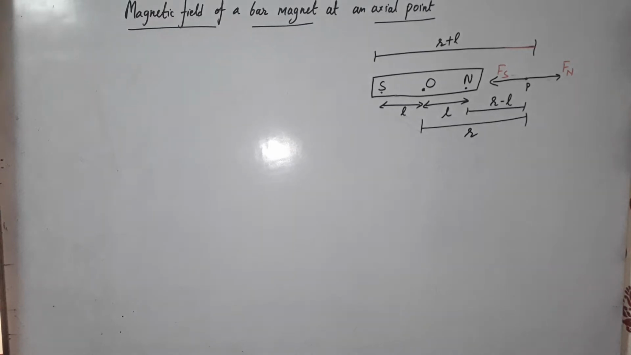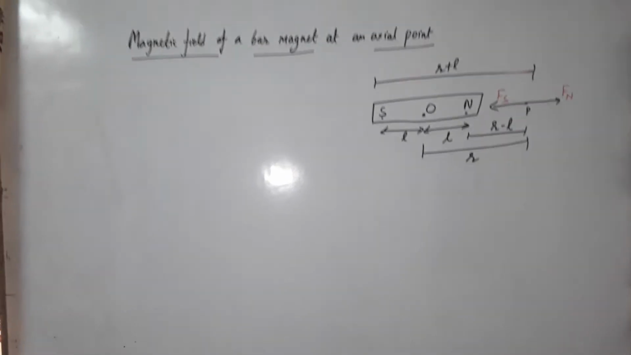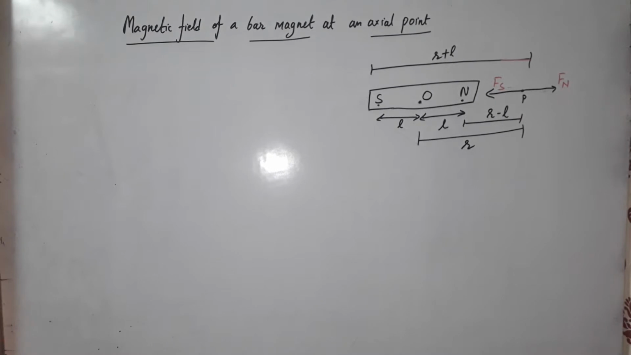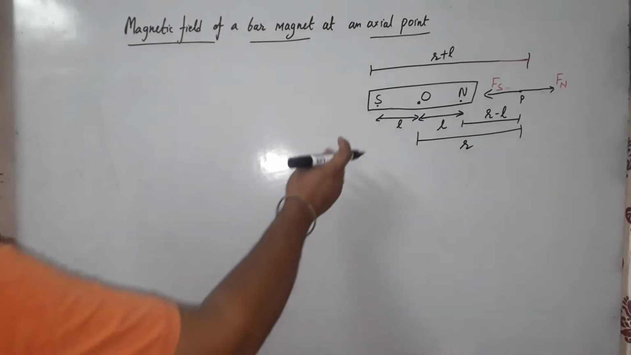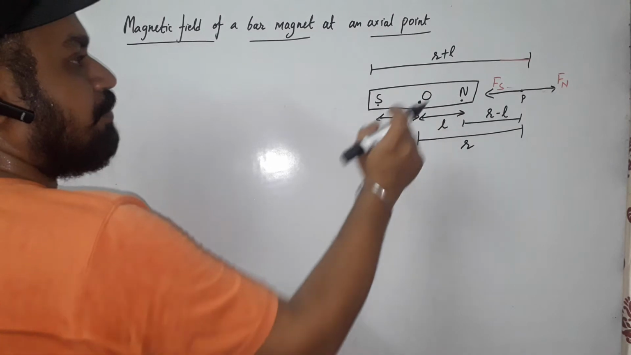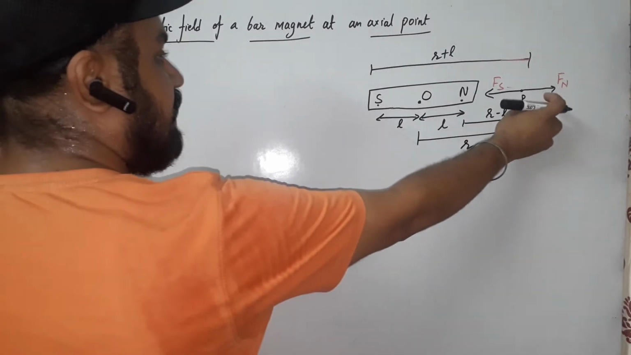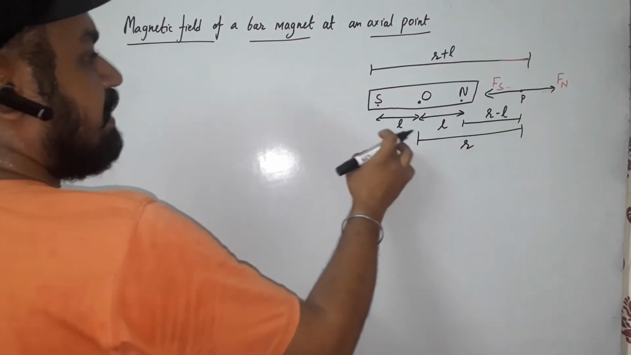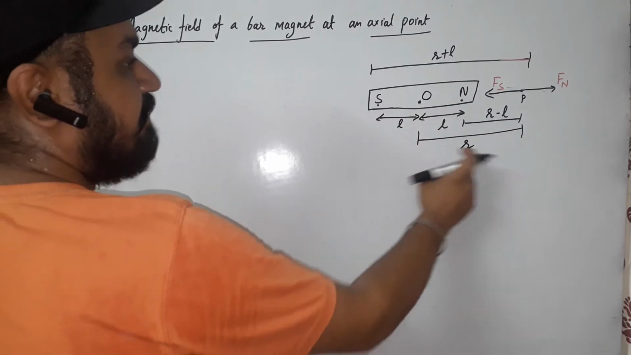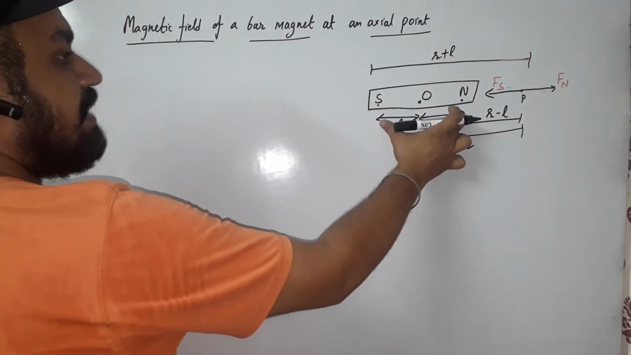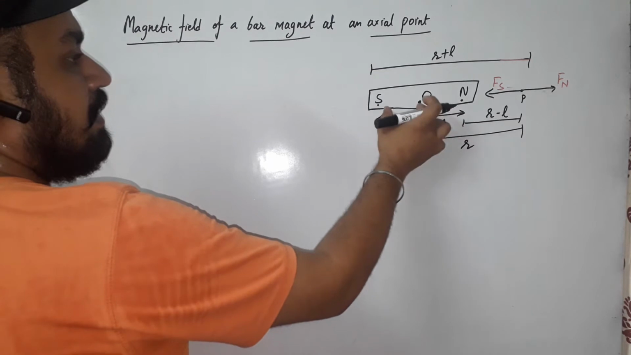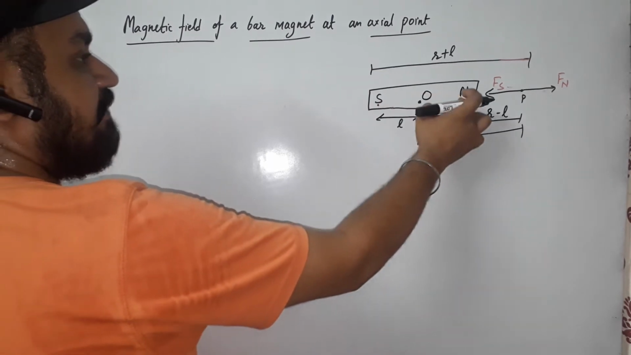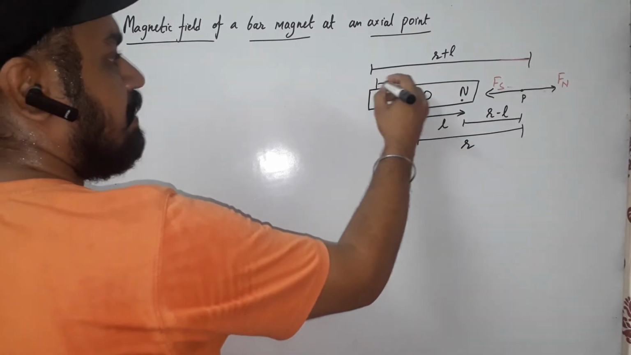Good evening students. Today we are here to discuss this topic, the magnetic field of a bar magnet at an axial point. We have been given a magnet. You can see over here it is the south pole of the magnet and it is the north pole of the magnet, and we have to find the magnetic field at a point P, that is at the distance r from the center. This is the length of the magnet, that is L from this pole and L from this pole. Total length is 2L.